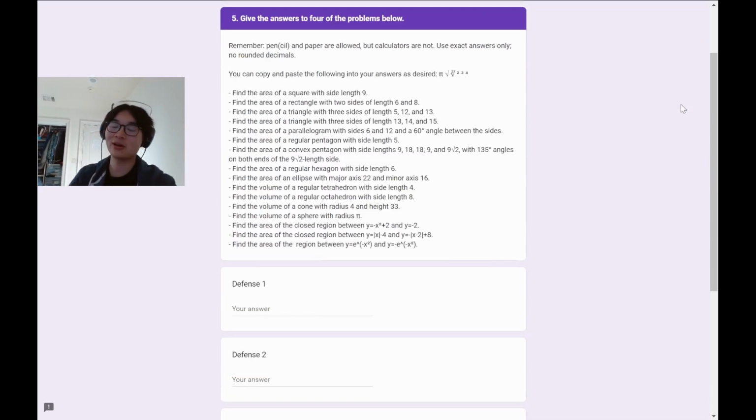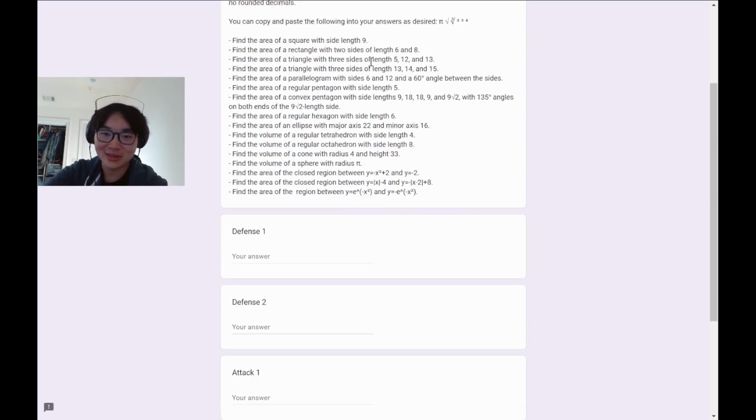Okay, number 5. Oh god, I forgot about this one. Give the answers to 4 of the problems below. Pencil and paper allowed, calculators are not. I don't want to do the math. Okay, some of these are pretty easy.